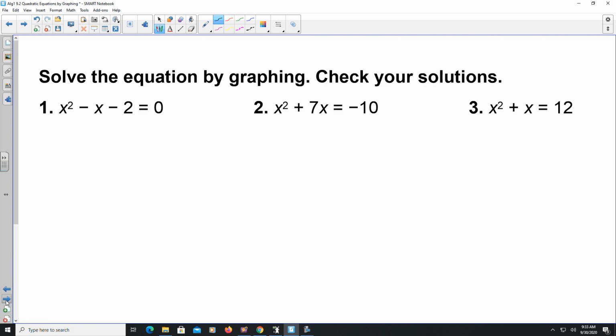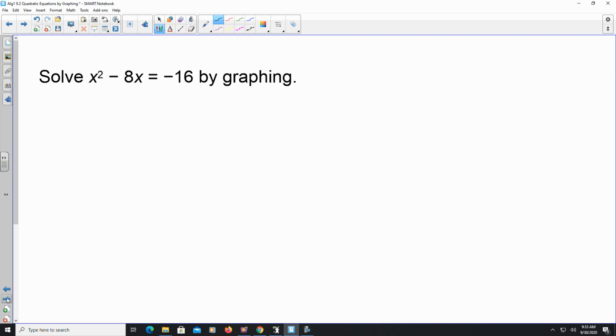So again, these are very similar to what that was there. Again, if you have any questions, please comment. I am more than happy to look at these with you. So let's take a look at this one here.